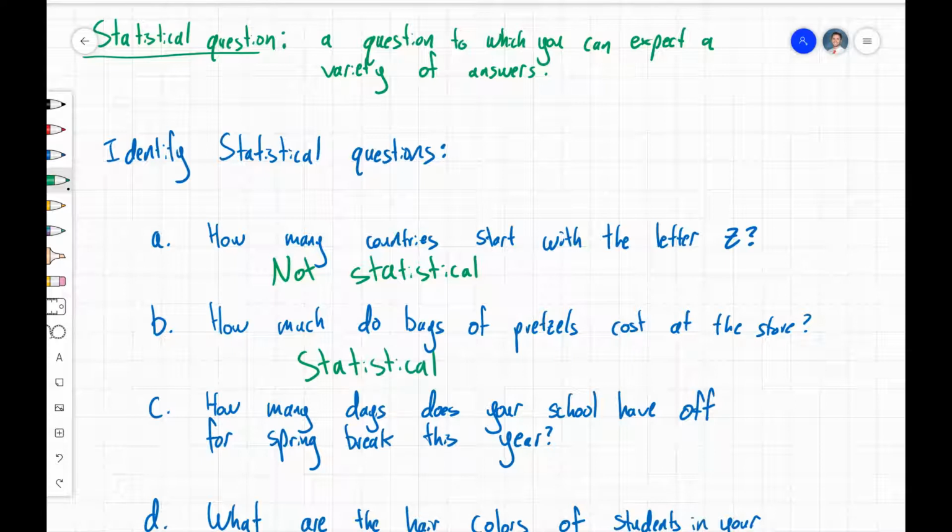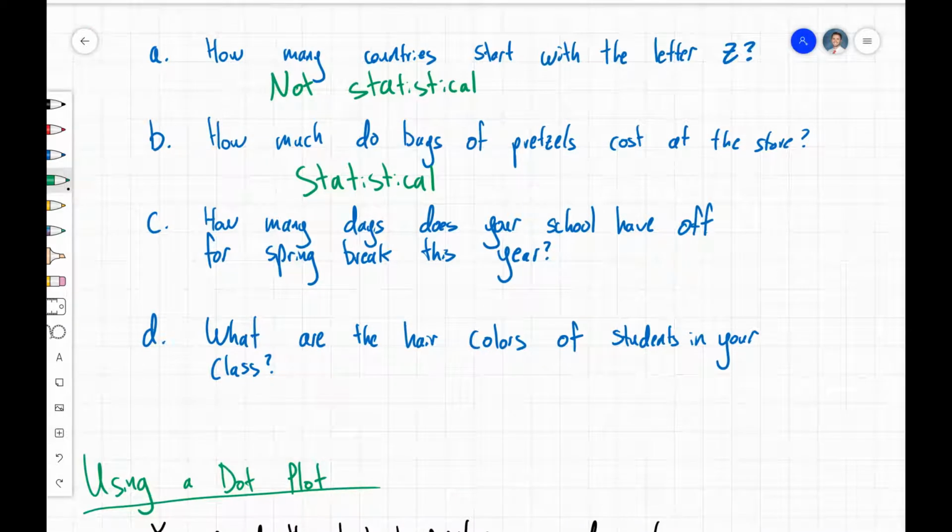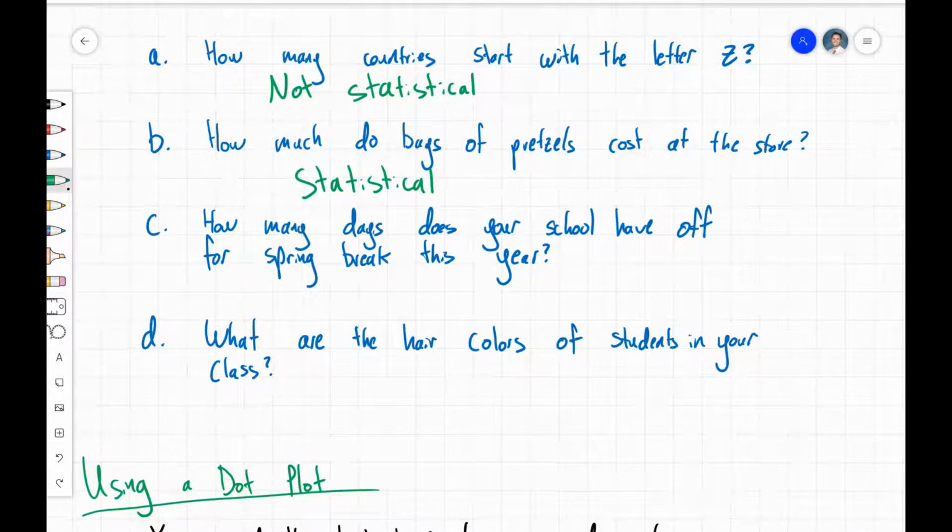Okay, another example, right? If I were to ask everyone in the class, how much time did you spend on your homework last night? I could expect that you would all have different answers. It wouldn't be that everyone spent the exact same amount of time on their homework. This next question says, how many days does your school have off for spring break this year? Well, we all go to the same school, and we all had the same number of days off, so this only has one answer. It is not a statistical question.